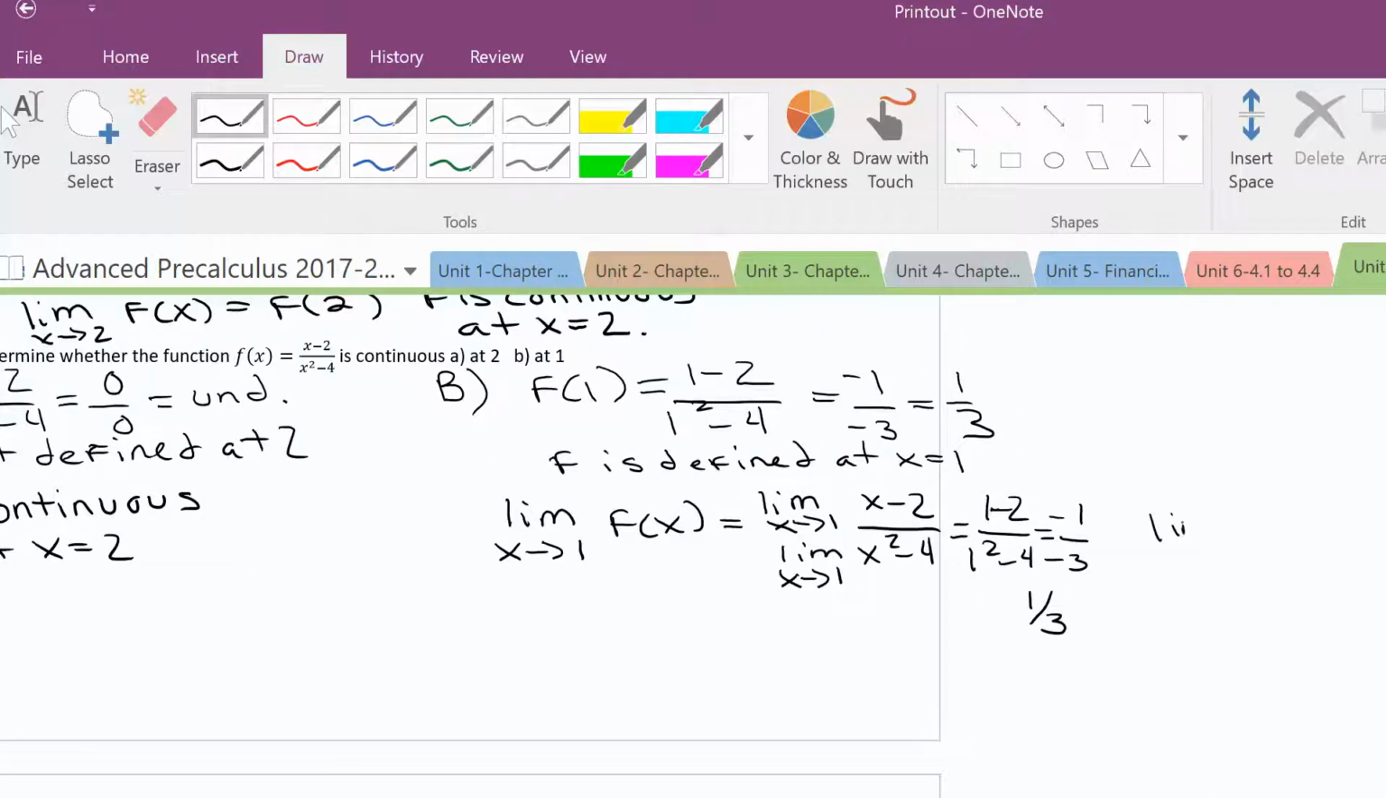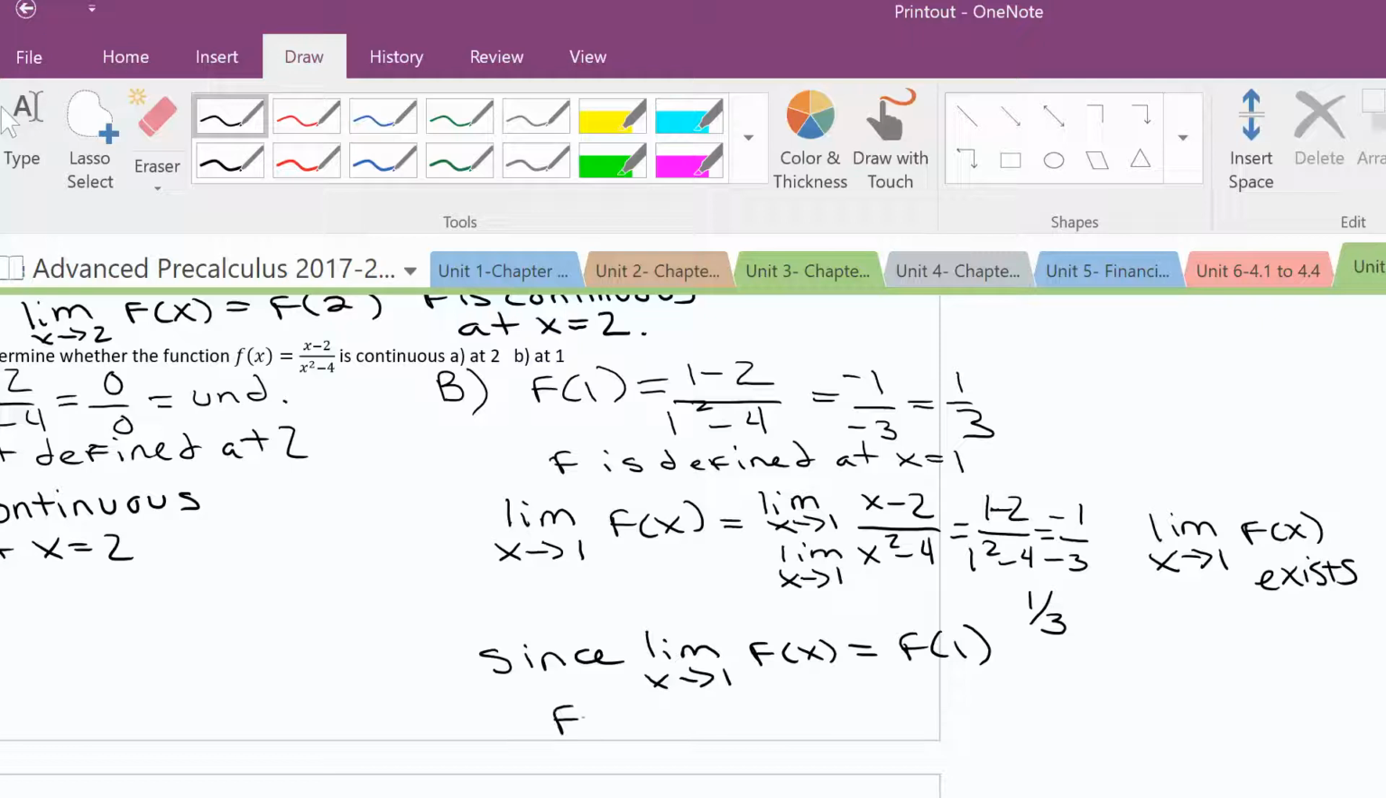So the limit as x approaches 1 of the function exists. Not only does it exist, but notice it's the same as f of 1. So since the limit as x approaches 1 of the function is equal to f of 1, then f is continuous at x equals 1. So it's not continuous at 2, but it is continuous at 1.